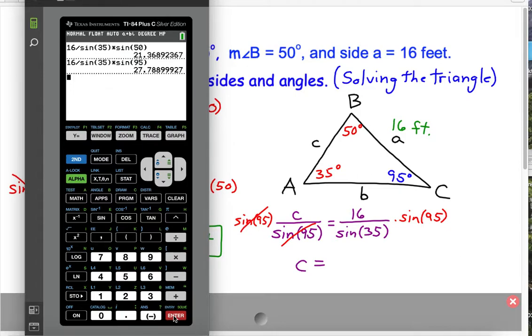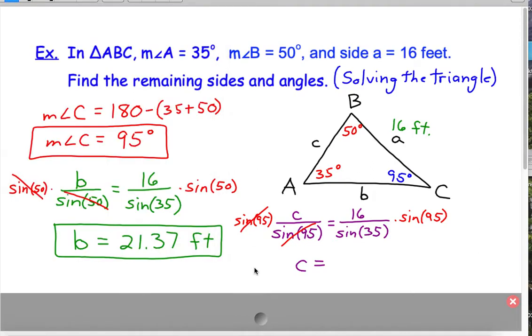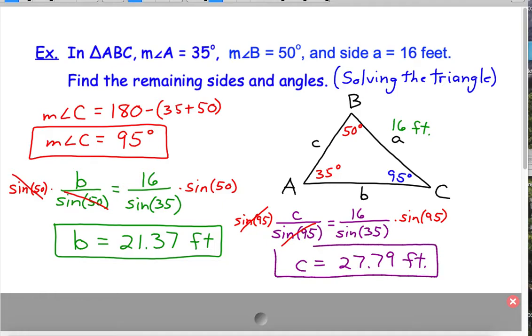27.7, if we round to the hundredths, 9. 27.79 feet. And now we have solved this triangle. We know the lengths of all the sides, and we know the measures of all the angles. All right, let's try another one.